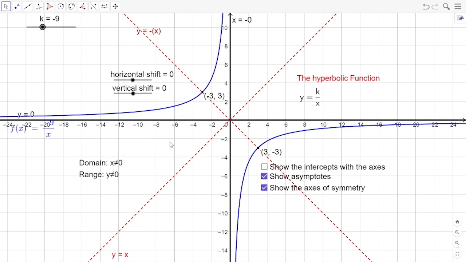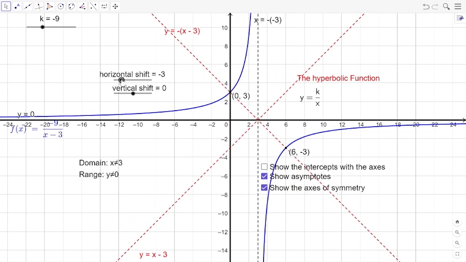If we were to move the graph 3 to the right, by making the horizontal shift negative 3, then both these points will move 3 to the right. So they'll become 0, 3, and 6, negative 3. Let's just show you that.